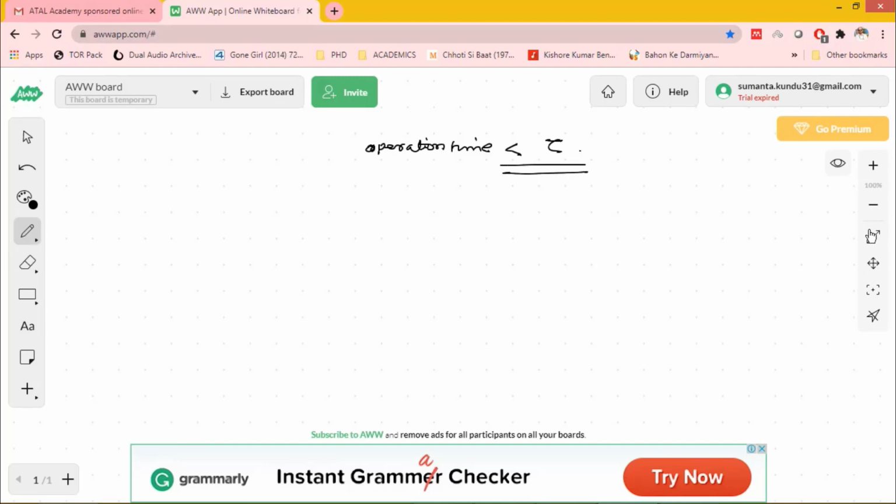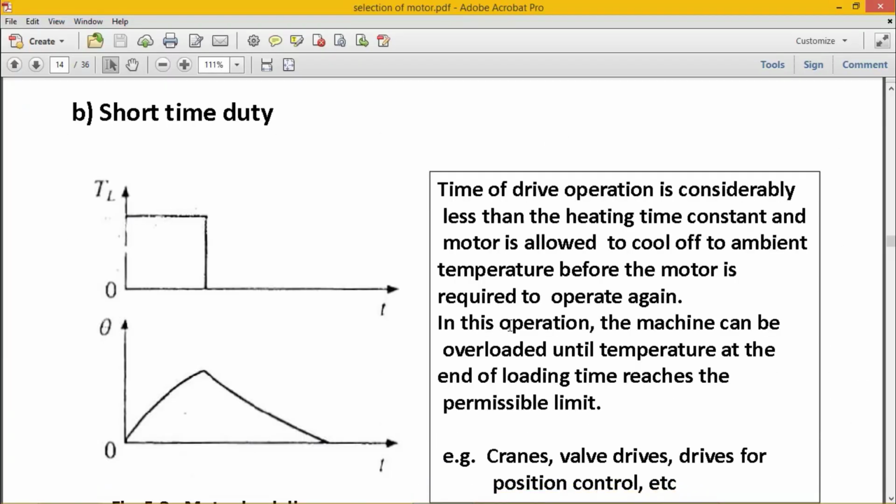If it is less than the heating time constant, what will happen? The temperature will rise and then it will go back to ambient temperature. It will totally cool off, allowed to cool to ambient temperature before the motor is required to operate again. In this operation the machine can be overloaded until the temperature at the end of the loading time reaches the permissible limit. If it crosses the permissible limit, then it is overloaded.